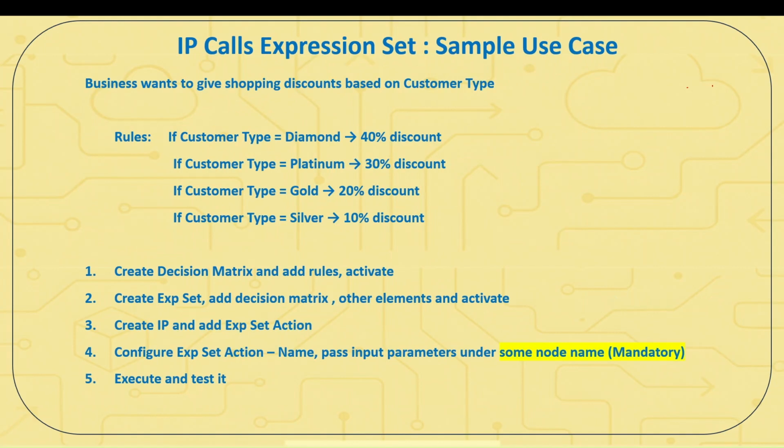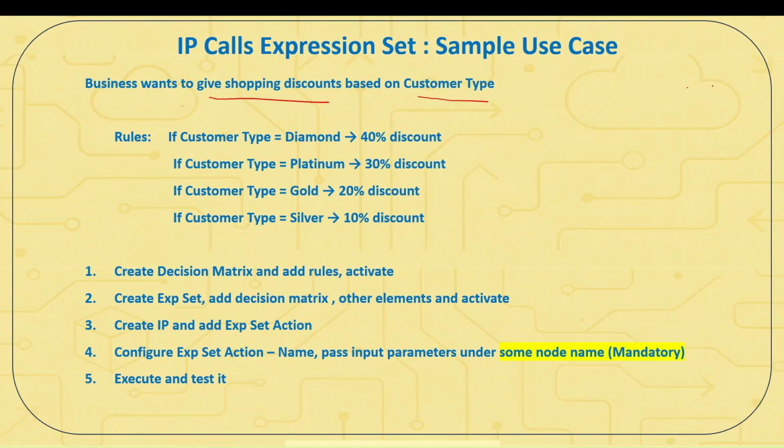Let's start with the use case. Here the business wants to give a shopping discount based on customer type. Intentionally I am continuing with the same example so that all concepts of the business rule engine will be aligned and easy to understand. Now, as I need to call an expression set in the IP, for that I have to create an expression set, which we already have created.